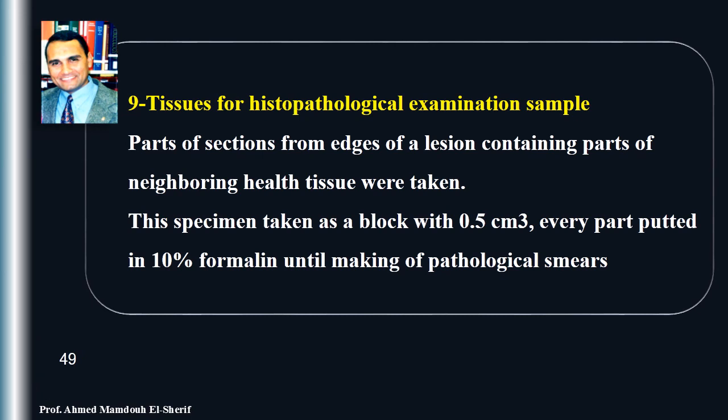Tissue specimen for histopathological examination. Sections from the edges of a lesion, containing parts of the neighboring healthy tissue, were taken. This specimen is taken as a block of 0.5 cubic centimeters. Every part is put in 10% formalin until pathological smears are made.